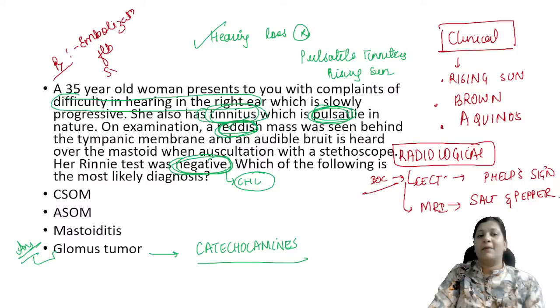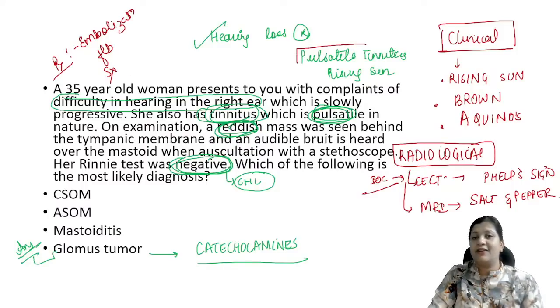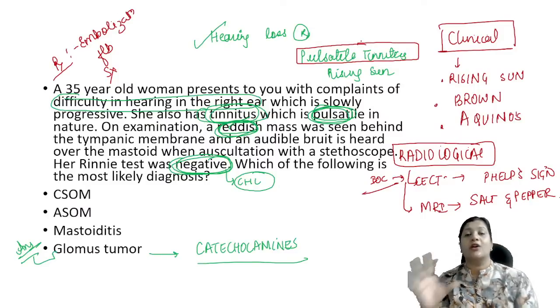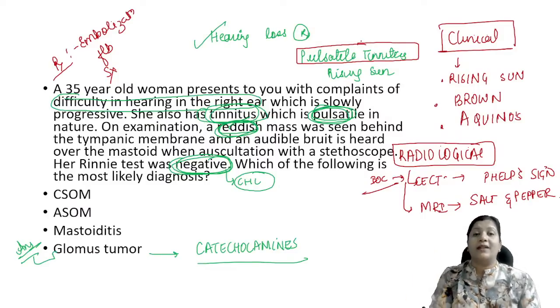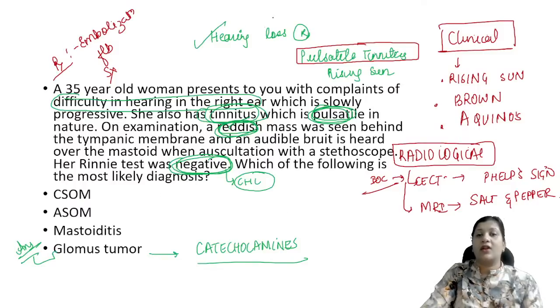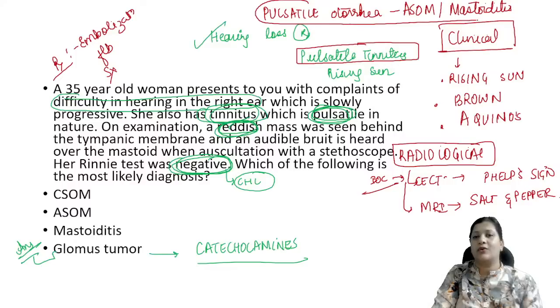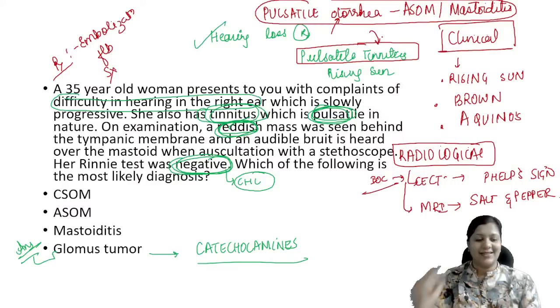So please remember the pulsatile feature is that of the tinnitus. If they ask you pulsatile tinnitus, glomus. But if they're asking you pulsatile otorrhea, then your answer will change. Pulsatile otorrhea is a feature that you see in patients with ASOM or mastoiditis. So do look into the question, is it pulsatile otorrhea or pulsatile tinnitus?